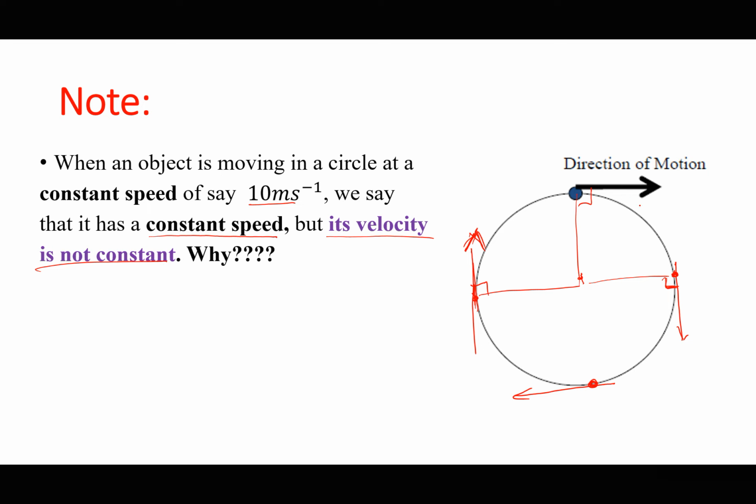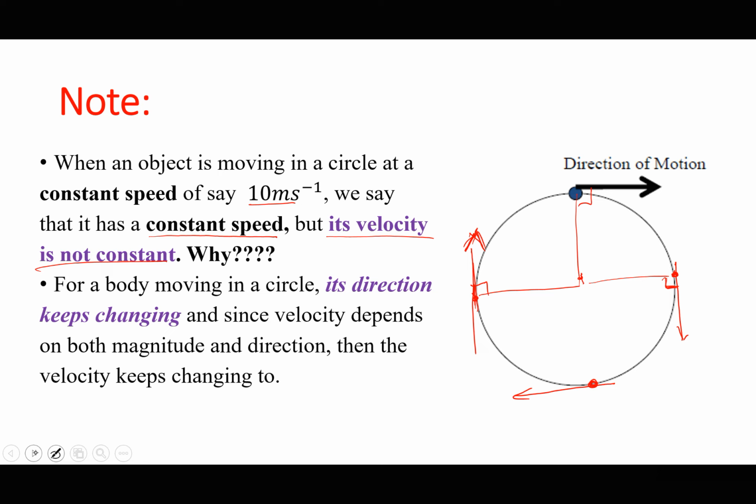Therefore, there is always a change in direction. Even if the speed is constant, there's a change in direction. And since velocity is the speed in a specified direction, or the rate of change of displacement, and displacement is distance in a specified direction, it means whenever an object moves in a circular path, even at a constant speed, its velocity is not constant because there's a change in direction.